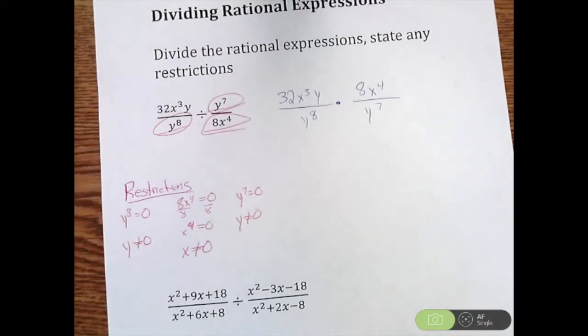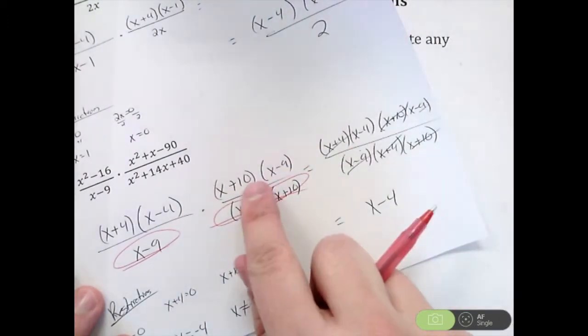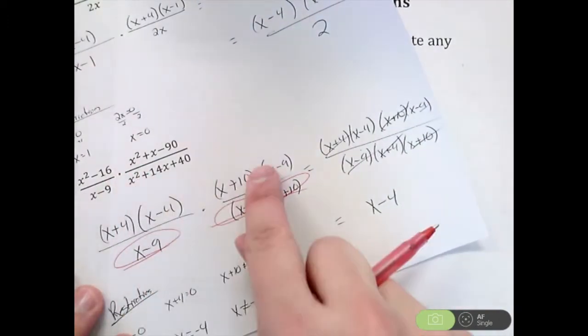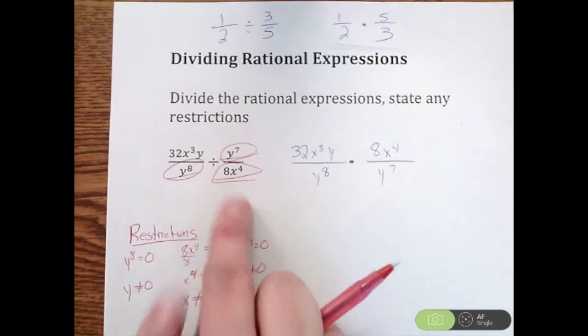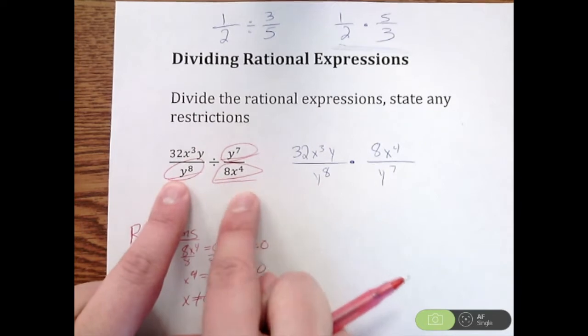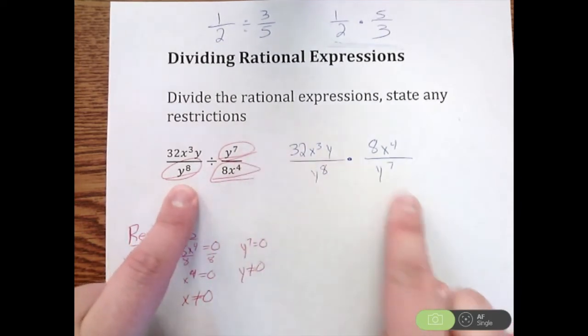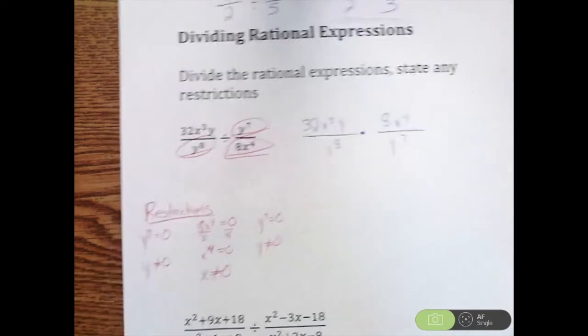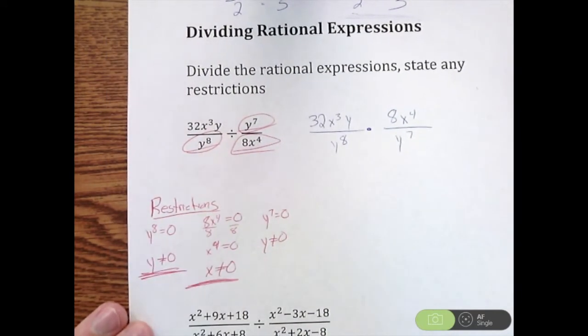On previous problems where we did multiplication, we only got the restrictions from the bottom. We never touched the numerator because it's multiplication and the numerator stayed a numerator. The new thing is we get restrictions from all three of those pieces, because this is a denominator, that's a denominator, and that y to the seventh eventually becomes a denominator. So there are my two restrictions.